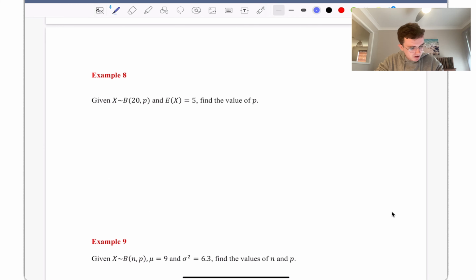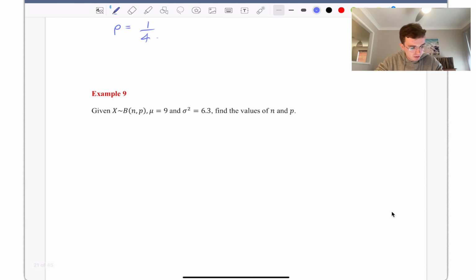Given that X belongs to a binomial distribution, 20 experiments, 20 trials, and the probability of success is p, and E of X is equal to 5, find the value of p. So E of X is another way of saying the mean. So we know the mean is equal to np. Now 5 is equal to 20p, which means p is equal to 1 on 4.